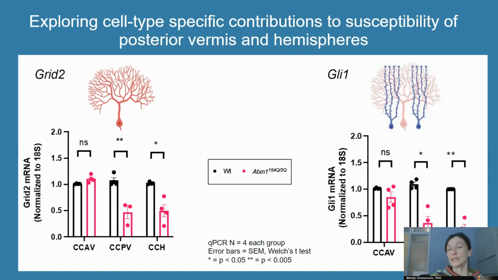So we wanted to see whether this is affected, and this is one of the genes that came up in our RNA sequencing as being decreased only in the posterior vermis. And then indeed, using qRT-PCR, we have been able to validate this: there is a decrease in GLI1 expression only in the posterior vermis, but not in the anterior vermis Bergmann glia. This indicates again that there are cell type specific changes in anterior and posterior vermis that could be responsible for the increased or selective vulnerability of the posterior vermis in this mouse model.